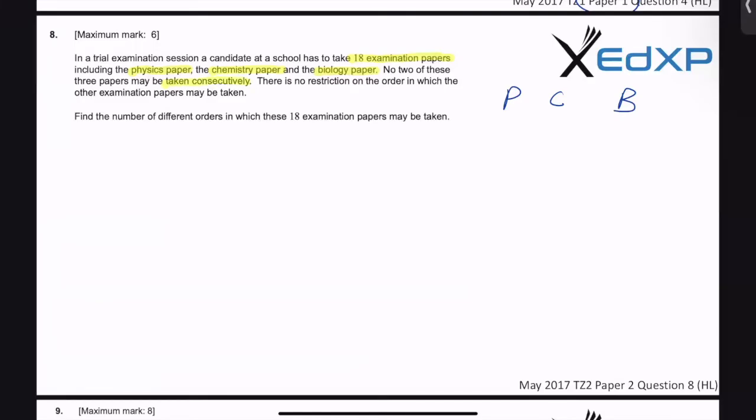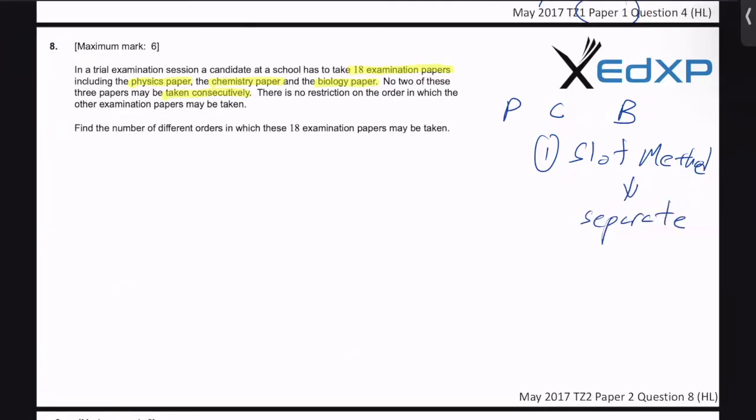So this is the most important line here. Okay, the next line says there is no restriction on the order in which the other exams may be taken. Okay, but when we see that no 2 of these 3 papers are to be taken consecutively, we apply what we call the slot method. Okay, when we want to separate our objects. Okay, so let's try and do this. I always like to do a graphical representation.